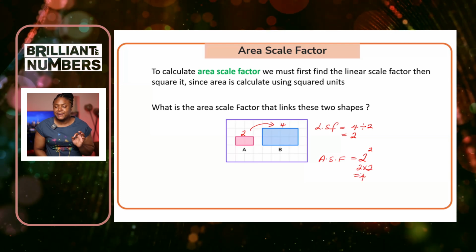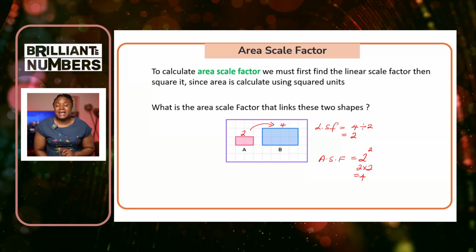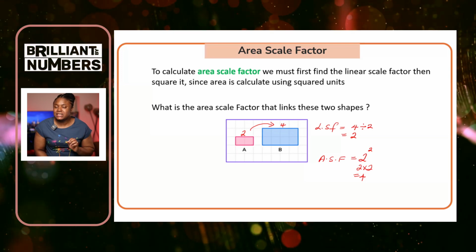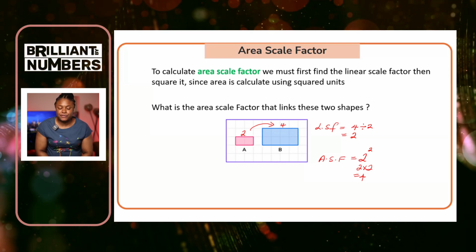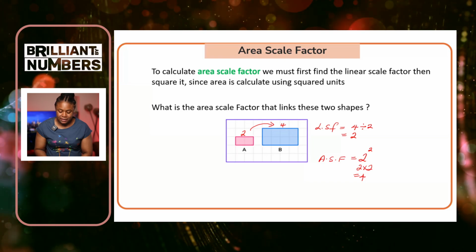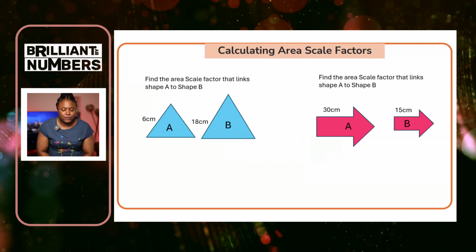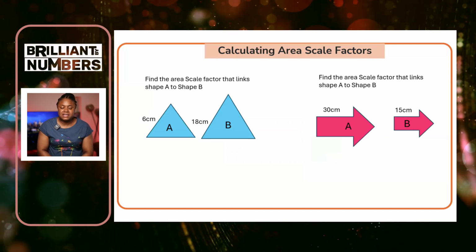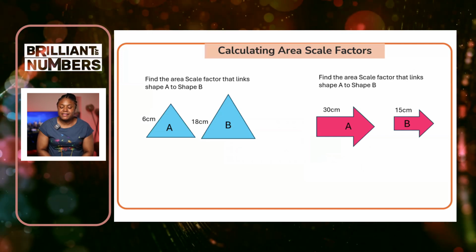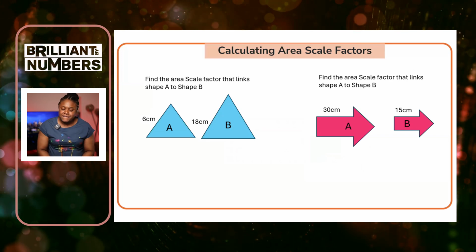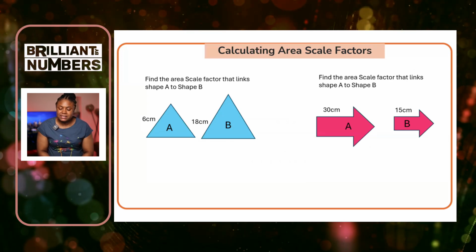So we're saying then that shape B, the area of shape B is 4 times larger than the area of shape A. Amazing. So that's all we need to do. Find the linear, then square it to get our area scale factor. So let's calculate the area scale factor of the following. So find the area scale factor that links shape A to shape B, and then for the other one, we're going to find the scale factor that also links A to B.